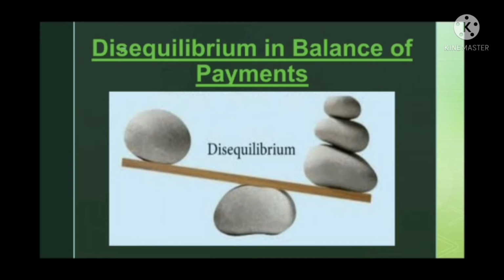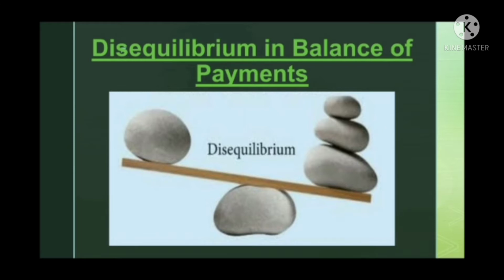So let's start. Disequilibrium in balance of payment. It is a state when all receipt of a country is not equal to all payment made by the country. It can be surplus balance of payment and deficit balance of payment. In surplus balance of payment, all receipt is greater than all payment, that is, net balance is positive. In deficit balance of payment, all receipt is less than all payment, that is, net balance is negative.